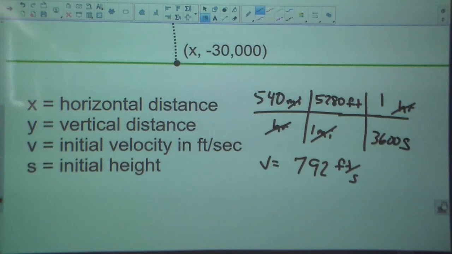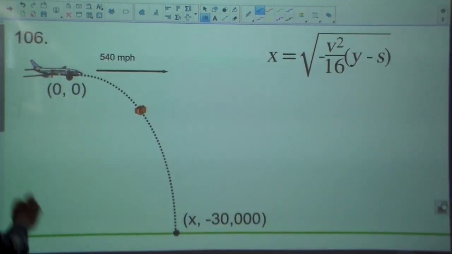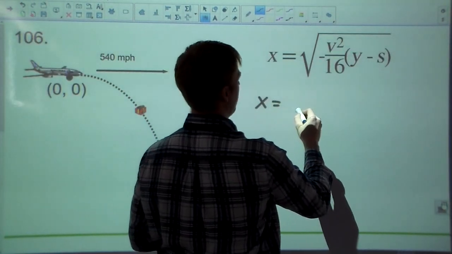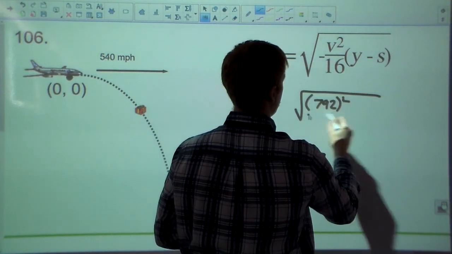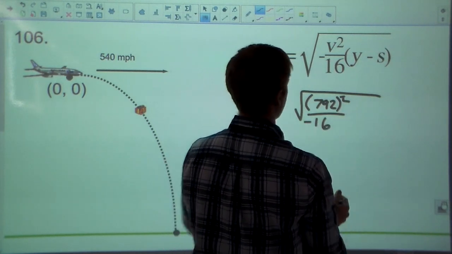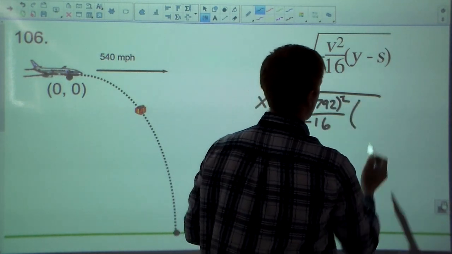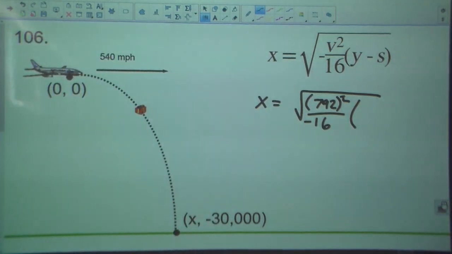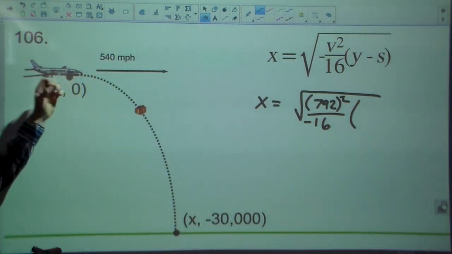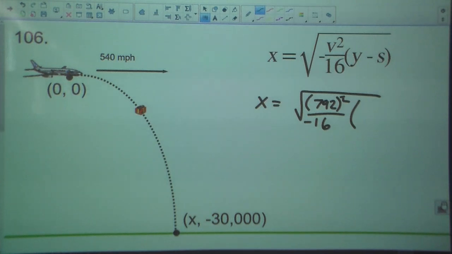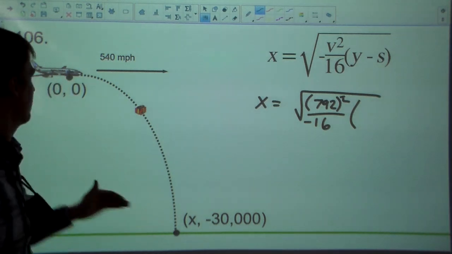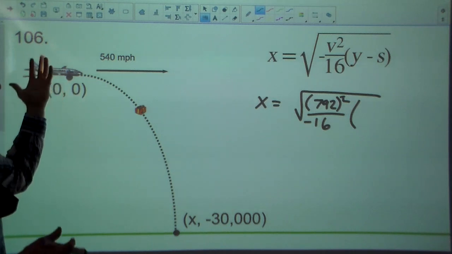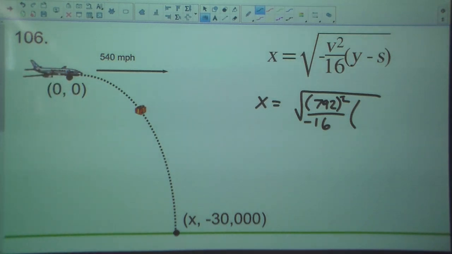And we'll talk about how to get all these other pieces now. So let me start putting in what I know for V. 792 squared. And it's going to be over -16. It really doesn't matter where I put the negative, as long as it gets in there. All right, y minus s. So what I did was I made a vertex where the box was dropped, called that 0, 0. Completely arbitrary, but as long as everything is relative to the vertex, you can make this 30,000 if you want. You can make that x whatever you want, but it's easier if you just make that 0, 0.